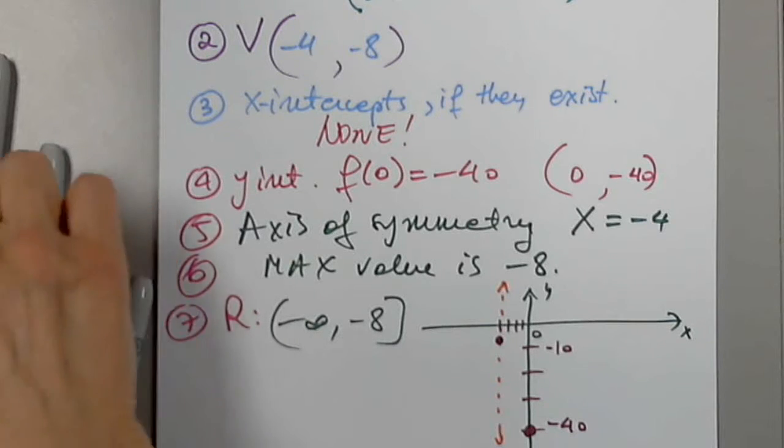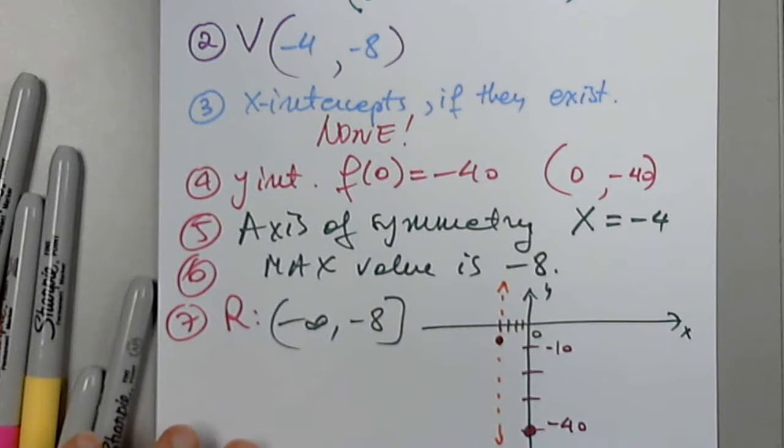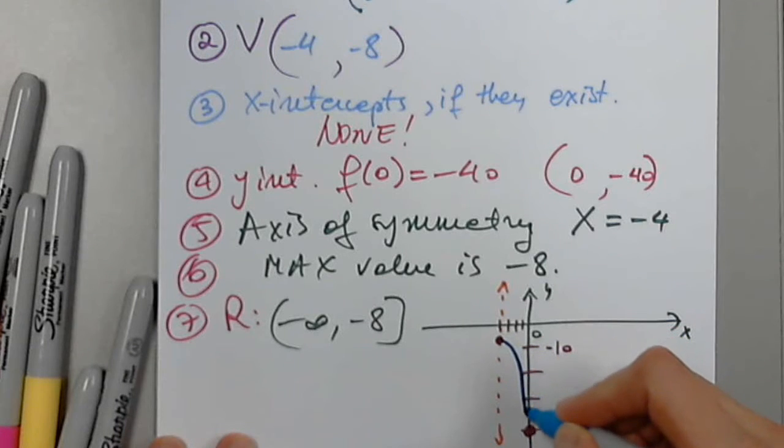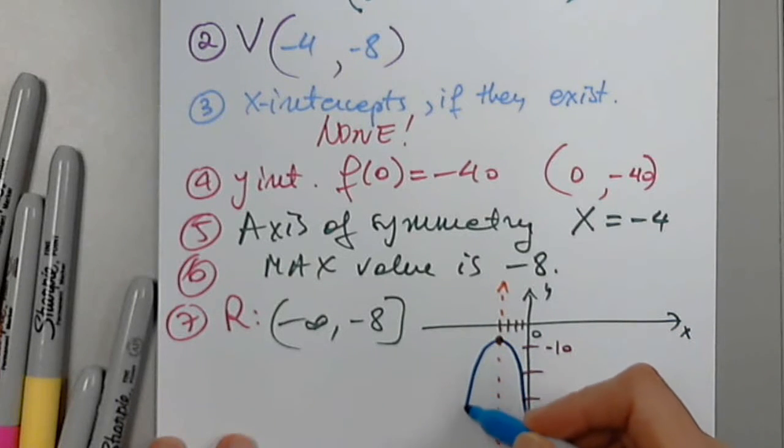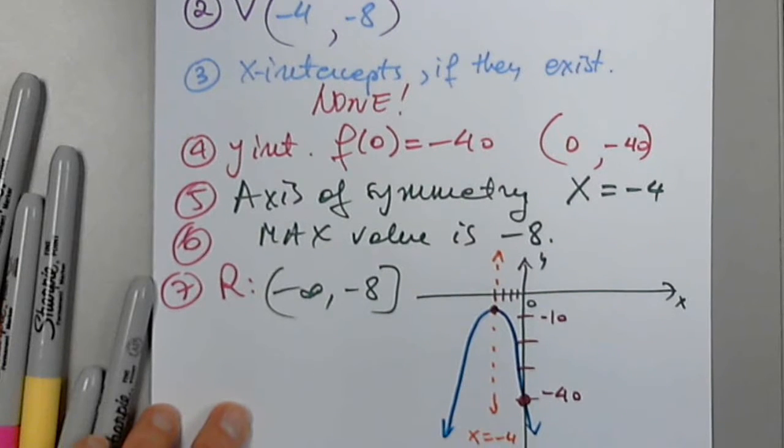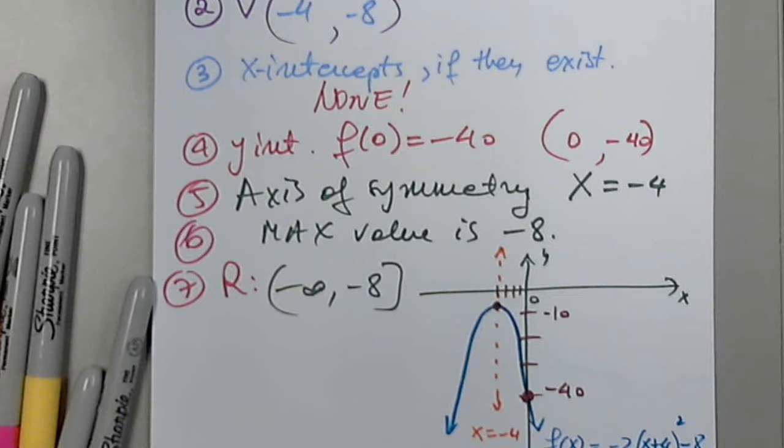And now I'm ready to graph and try to make it as symmetric as possible, not too acute at the vertex. So this is the graph of f of x equals negative 2 times (x plus 4) squared minus 8. With a graphing calculator, please plug it in: y equals, clear if you have anything else. Negative 2 in parentheses x plus 4 squared, and then minus 8.